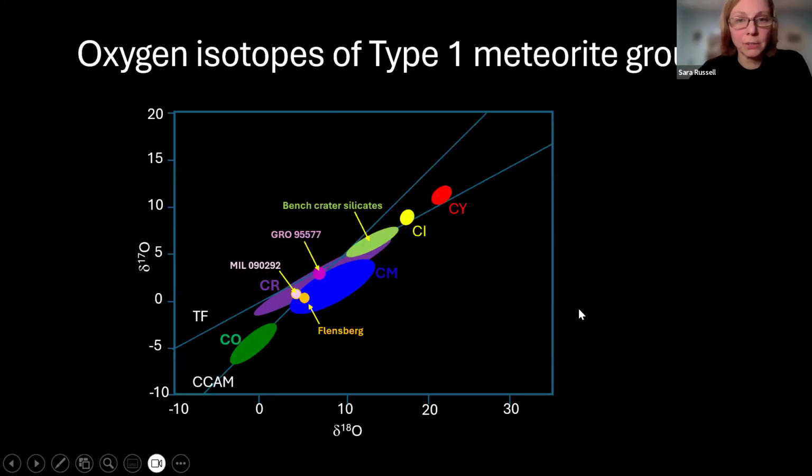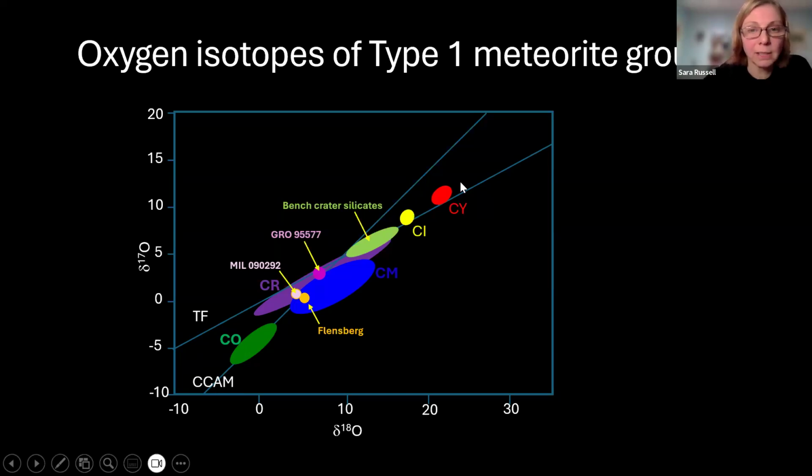Okay, oh yeah, we're going straight into the oxygen isotopes now. So another way to classify meteorites is using oxygen isotopes, and we can use three isotopes of oxygen, 17, 18, and 16. On the Earth, everything falls along the line here, marked TF for terrestrial fractionation, which is a line of approximately slope a half. The CCAM line is the carbonaceous chondrite anhydrous minerals line, along which most carbonaceous chondrite anhydrous minerals fall. And you can see the bulk compositions here of the meteorites. They span a range.